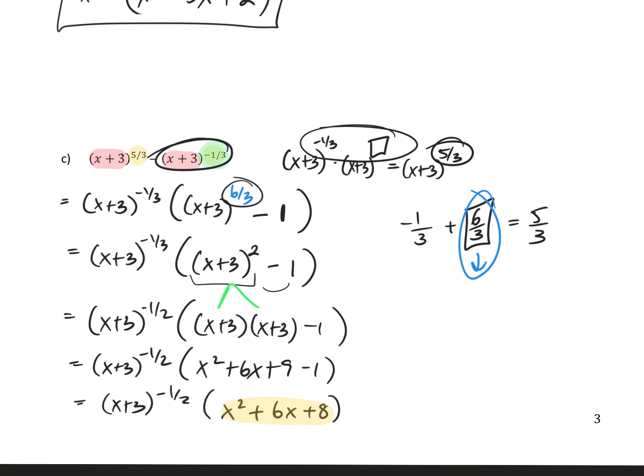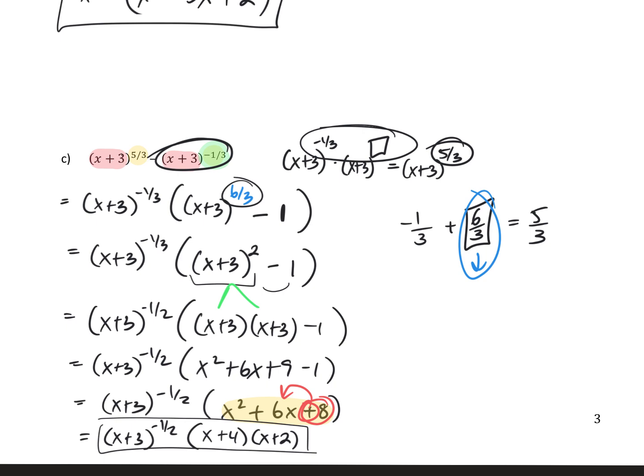All right, so again, the question is factors of 8. How can we add them to get a 6? Let me just write this down first before I factor. That factors into x plus 4 times x plus 2. Alrighty, and now, okay, yeah, those are all factored. And that's it. I'm done with my problems. Well, not with all problems, but at least with these problems.